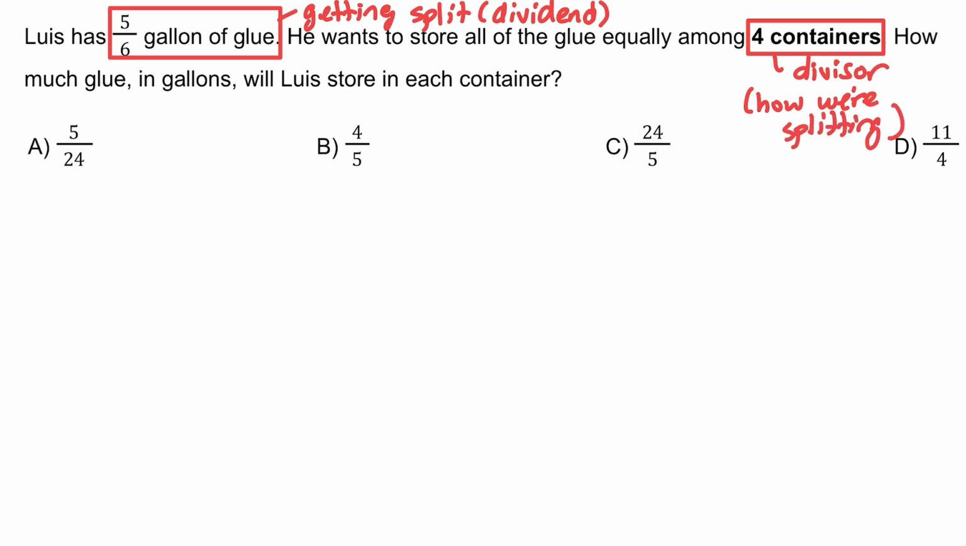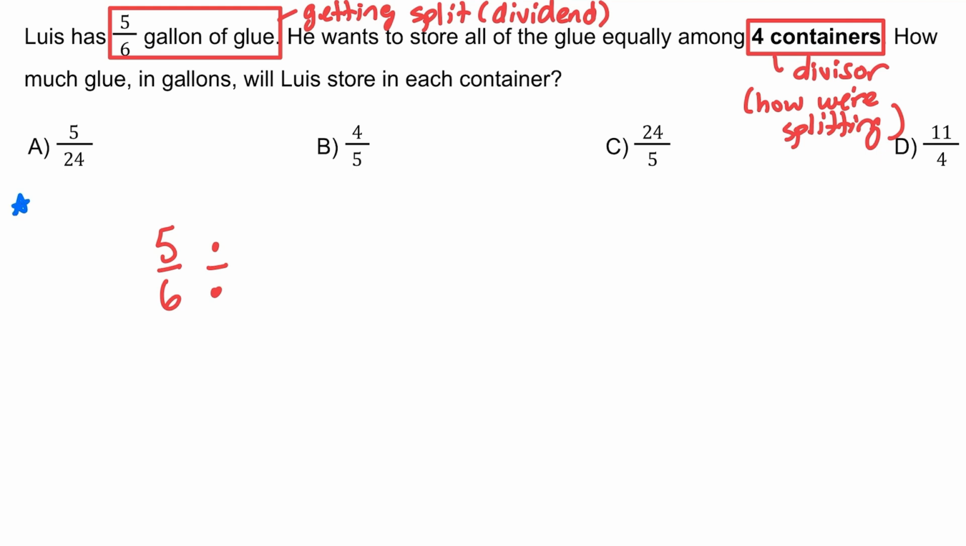Okay, now, since we know that we have 5/6 of a gallon of glue, that's our dividend. That means when we write our division, it's going to be the first value that we write. So we'll write 5/6, and we're going to divide it by our divisor, which is the 4 because we're splitting it amongst 4 containers. But whenever we're dividing with a fraction, we must make sure that every number is a fraction.